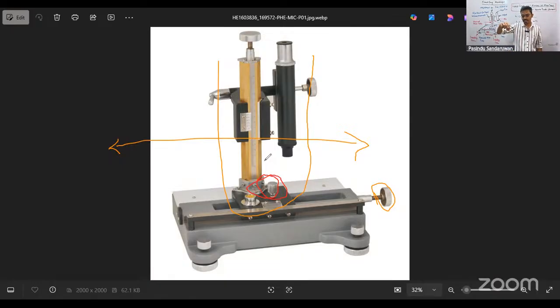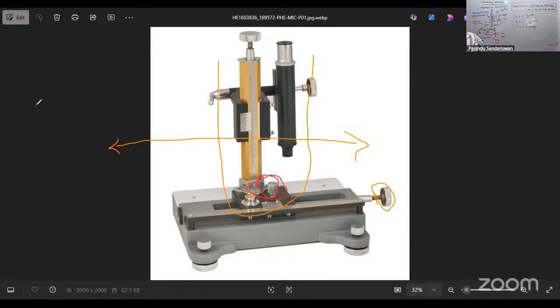Now, once that is rotated, that part will be unlocked. Once that is unlocked, you can grab it and move it here and there manually along that rail, if you unlock this one from the coarse movement, right? Okay.